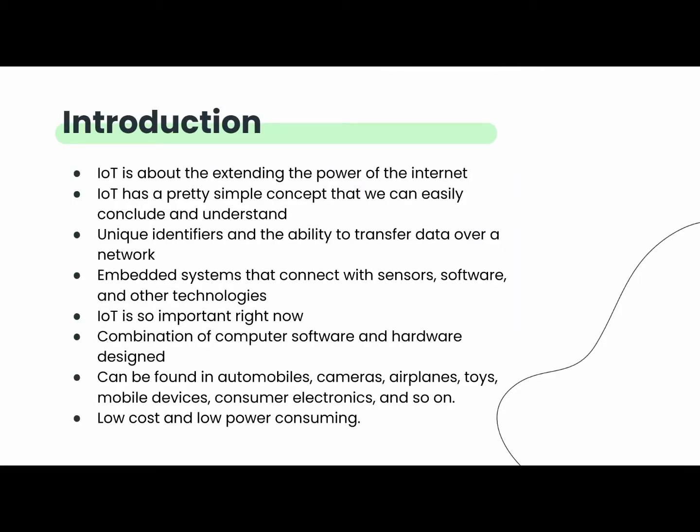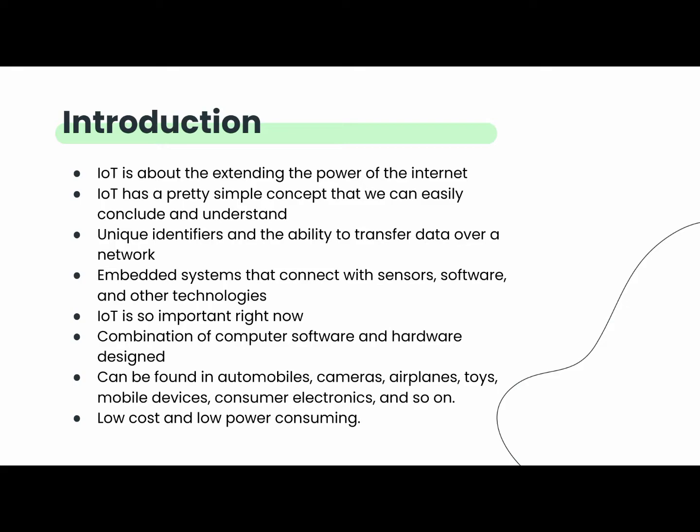Next is the introduction. Internet of Things, or IoT as we know it, is about extending the power of the internet beyond smartphones, laptops, computers, or other smart devices to a range of other things, processes, and environments. Actually, IoT is a pretty simple concept that we can easily understand: taking all the things in the world and connecting them to the internet. It has unique identifiers and the ability to transfer data over a network without needing human to human or human to computer interaction.